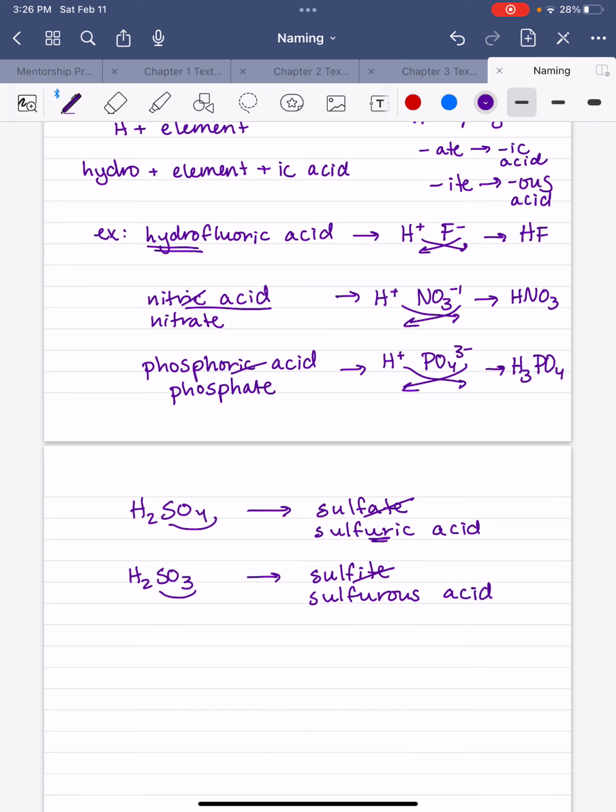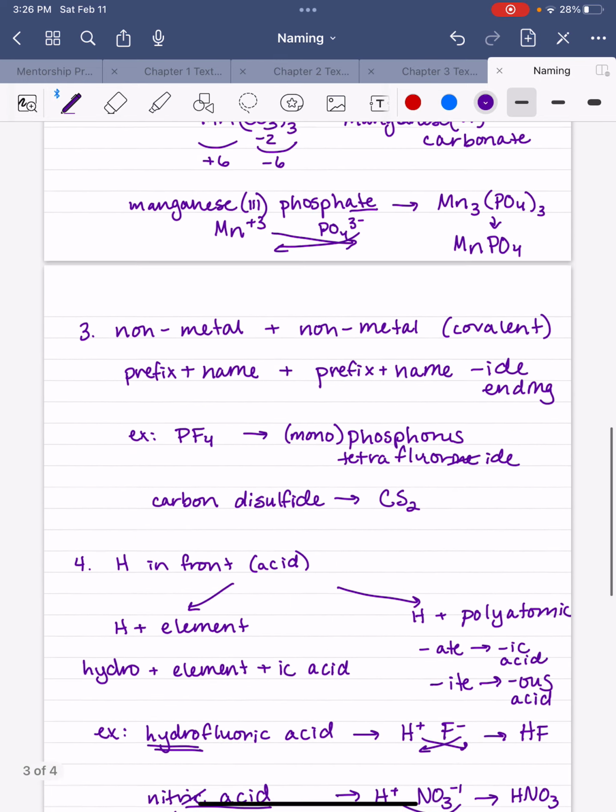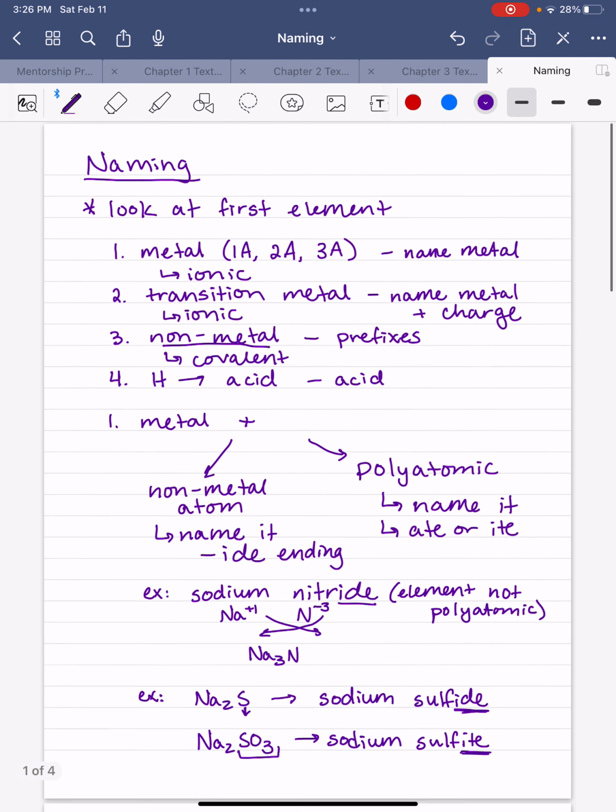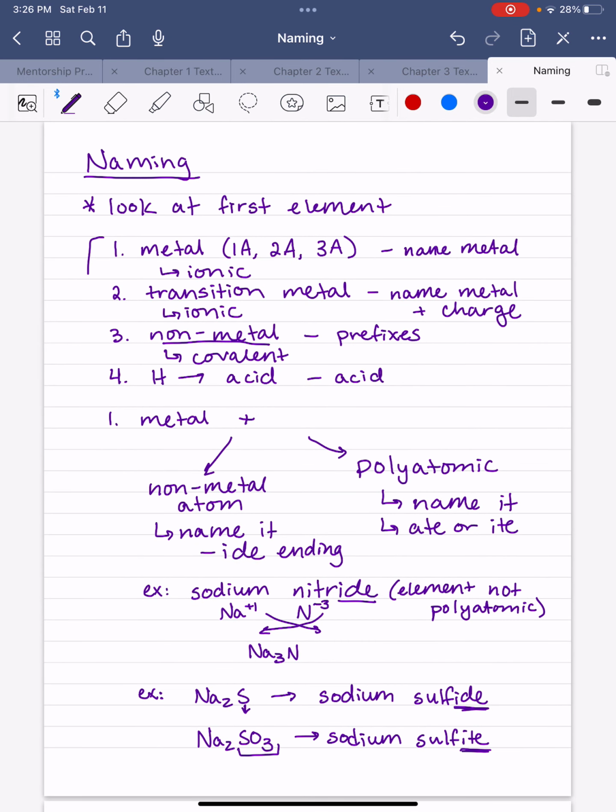So hopefully that's a good review. I will also put a bunch of naming problems on Canvas, and you can practice making sure you know these rules. But basically, if you can identify what the first element is, the rest of the naming is not as challenging because you know which rules you're going to follow for each one.